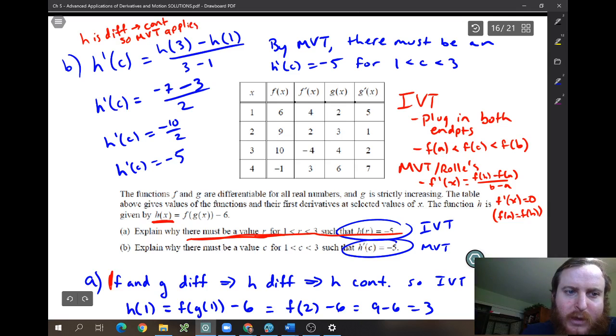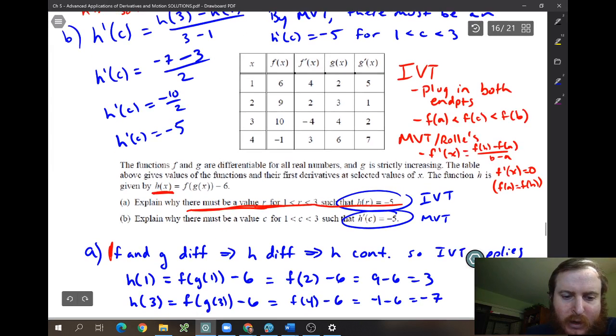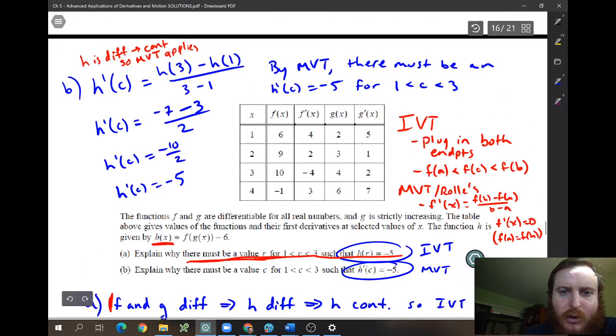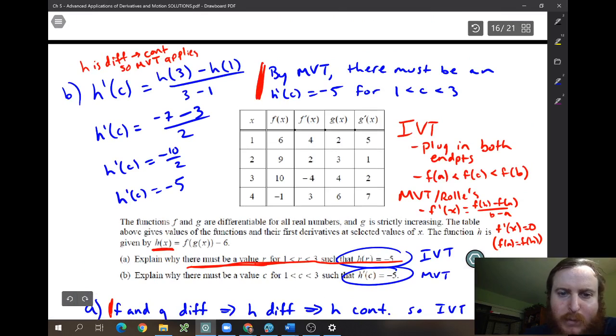All right, so then we're going to apply MVT: h prime of c equals h of 3 minus h of 1 over 3 minus 1. So h of 3, we already did, that's what we did right here. We got h of 3 was negative 7, minus h of 1 we had was 3, and then 3 minus 1 is 2. So negative 7 minus 3 is negative 10. Negative 10 divided by 2 is negative 5. So therefore, yes, by MVT, there must be an h prime of c equal to negative 5 for 1 less than c less than 3.